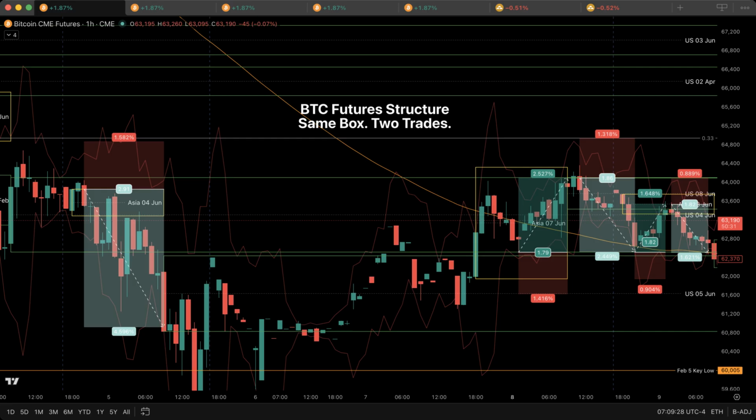So that line becomes the failure line. If price touches it, the long is not the same trade anymore. Leave. No hope. No argument. No waiting for another candle.